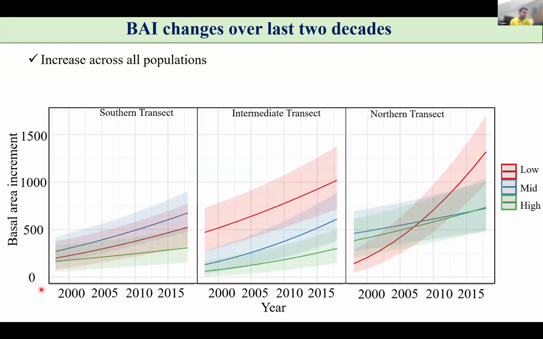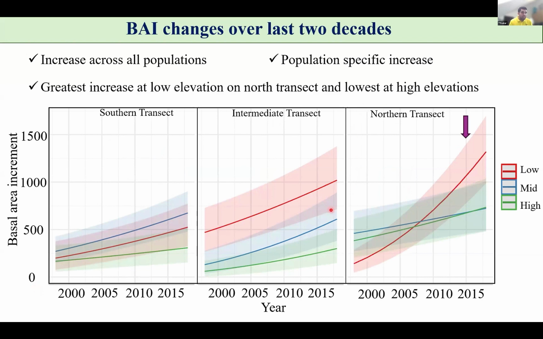And when we analyzed the changes in the last 2 decades, we interestingly saw that the growth is increasing in all the populations. However, it is increasing in a population-specific manner. So here we can see that the population in the driest region, at the lower elevation, is increasing at the maximum rate. It is again against our expectation. We expected that the higher elevations would show the maximum increase, but this is not the case.